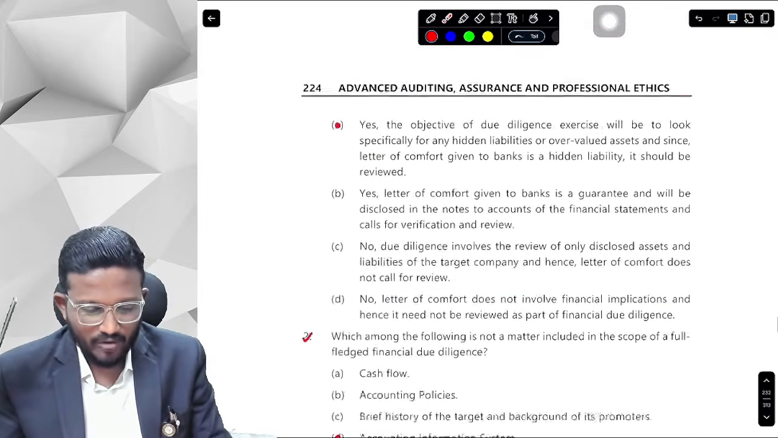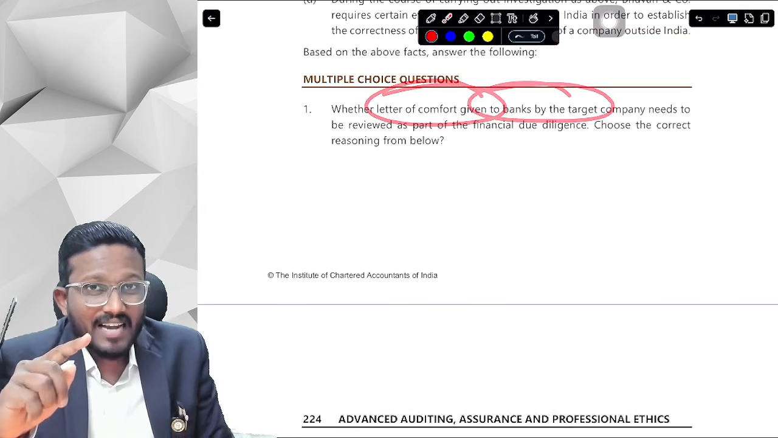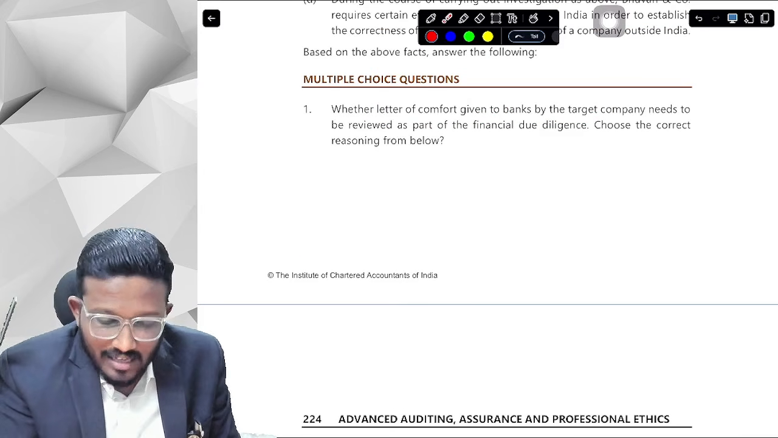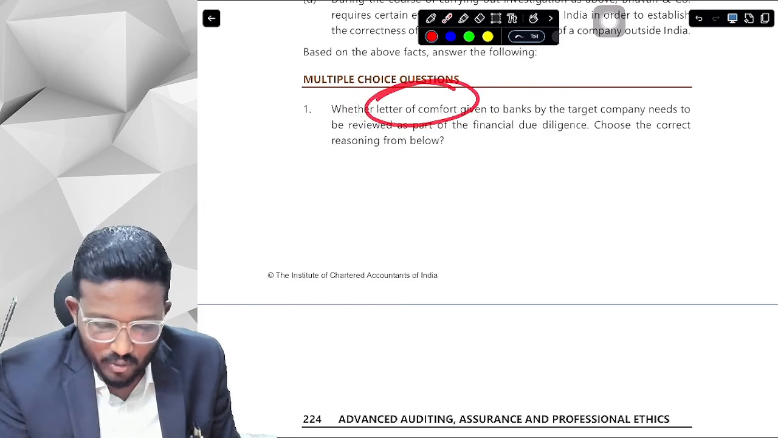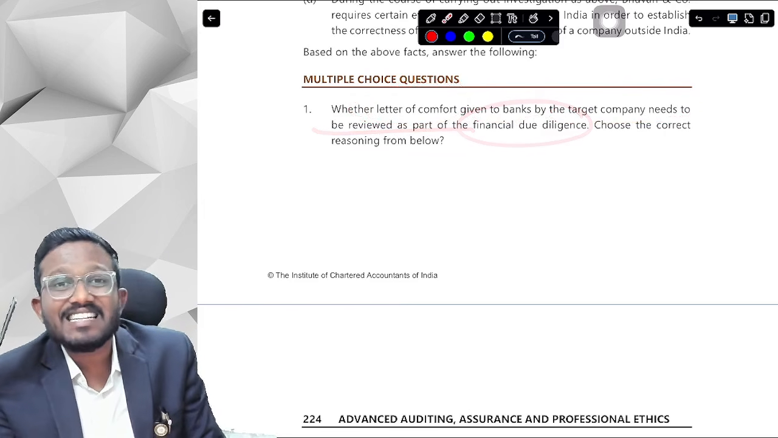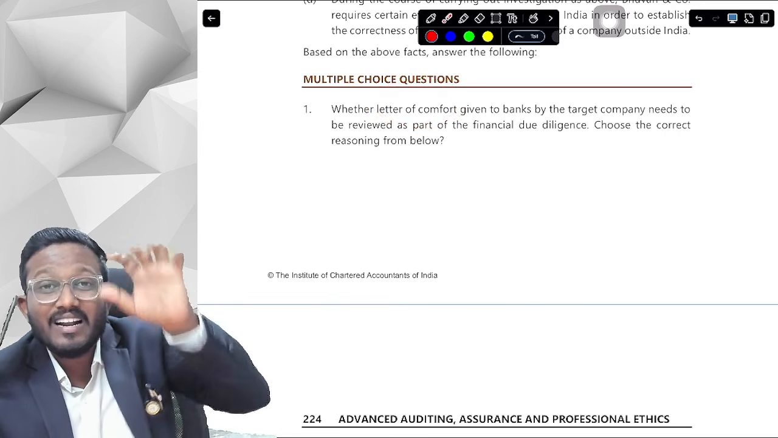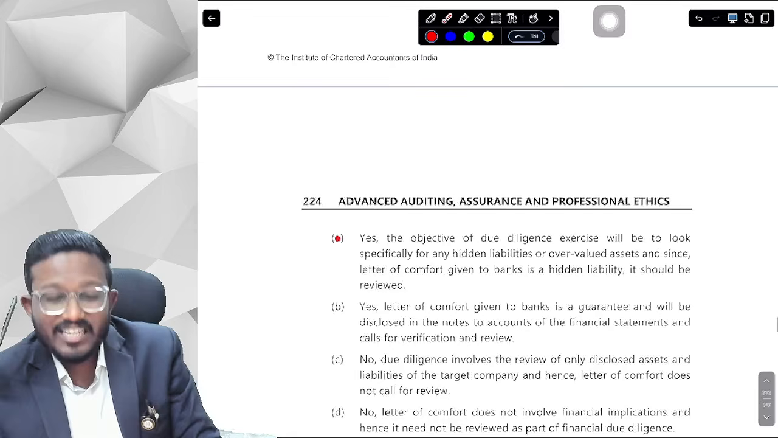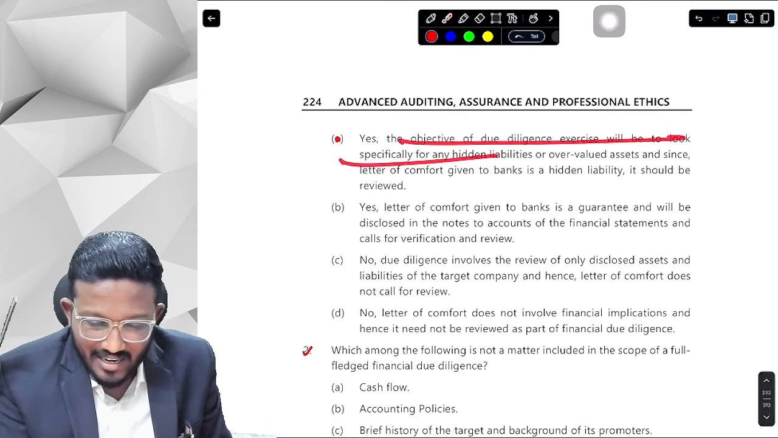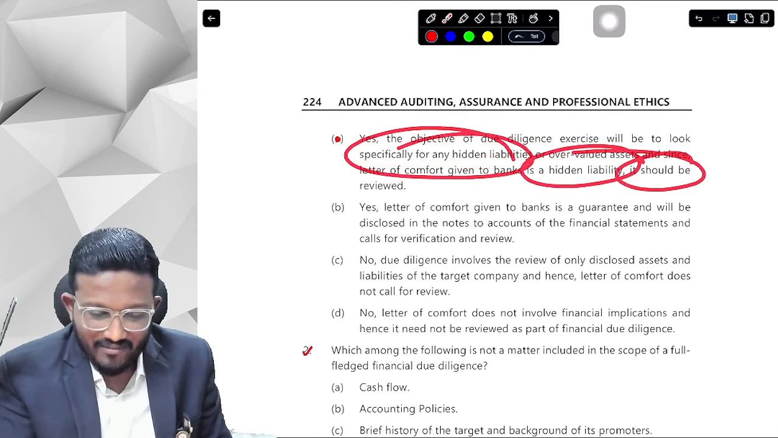Let's do case scenario number 44. What does it say, sir? It says that the letter of comfort given to the banks by the target company, whether we need to review it as a part of FDD. Yes sir, we have discussed this letter of comfort. This comes under hidden liabilities. So as per our FDD, we need to check for hidden liabilities or overvalued assets, and a letter of comfort given to banks is a hidden liability and we need to review that.